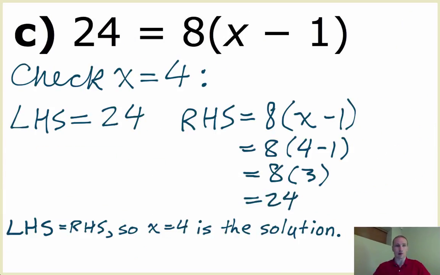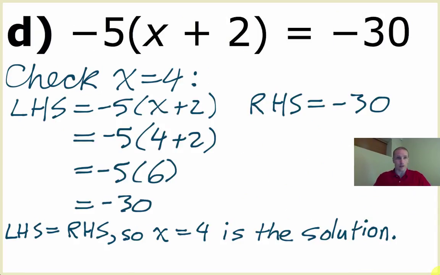Moving on to part C, if you use x equals 4, the left-hand side is 24, and the right-hand side is 4 take away 1 is 3, times 8 is 24. Left-hand side and right-hand side are equal to each other, so x equals 4 is the right solution for this equation.